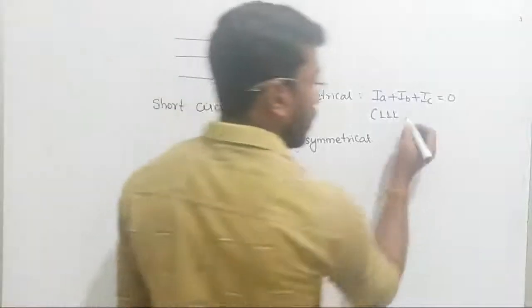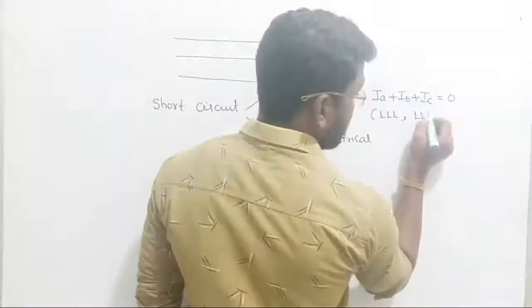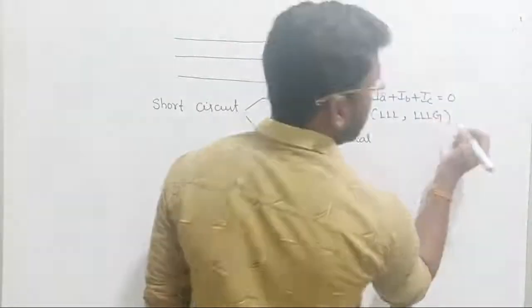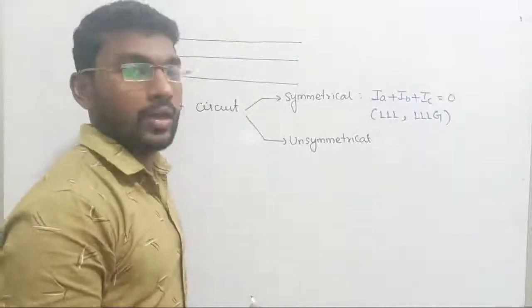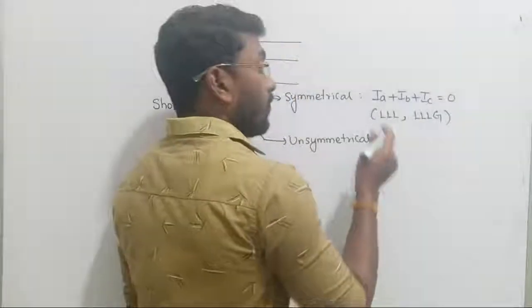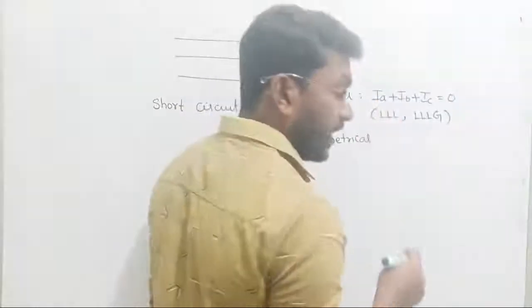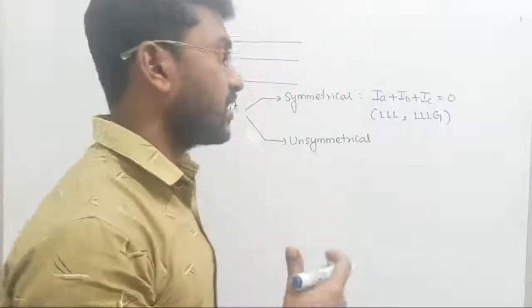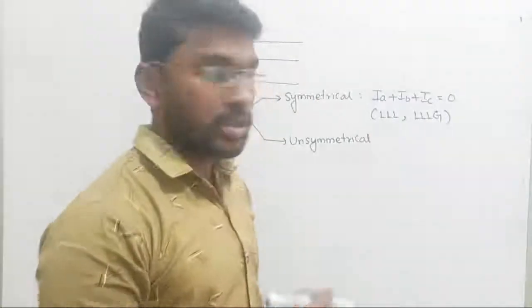That is triple L fault, or three lines short circuited together with the ground. That is also called symmetrical fault only, right? So in symmetrical fault, at any instant, the vector addition of these three currents is going to be 0.